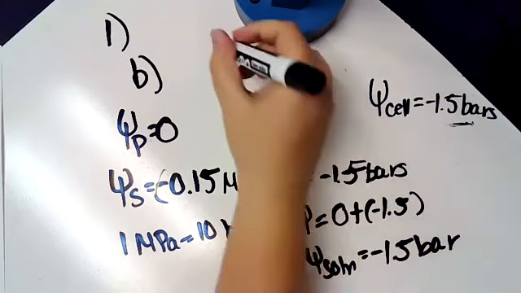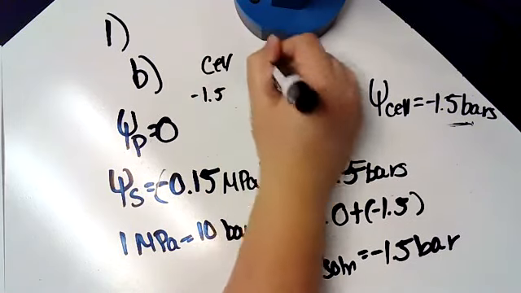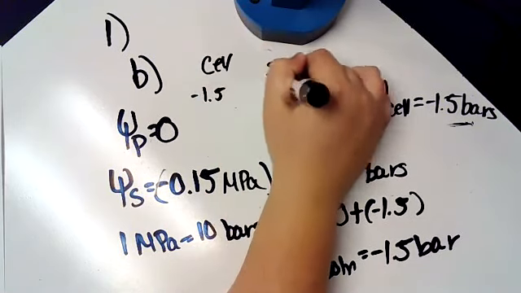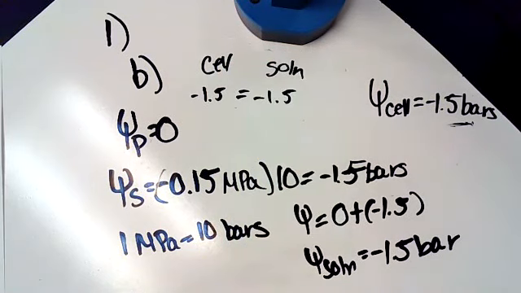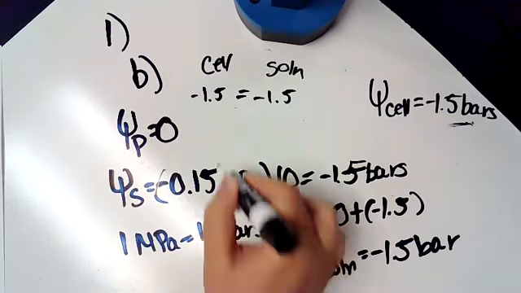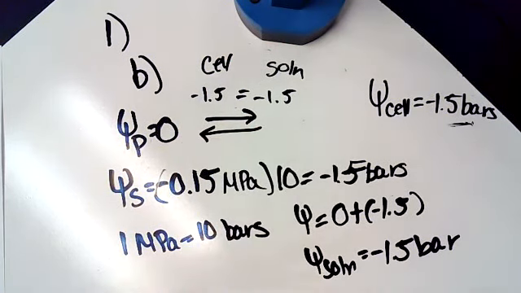So we can see, if we go up here, our cell has negative 1.5. Our solution has negative 1.5, which means they are equal. They are at an equilibrium. So there is going to be no net flow of water. We will have water going out of the cell into the solution and water going out of the solution into the cell, back and forth at equal amounts. So that is how you work through problem 1. If you have any questions, let me know.